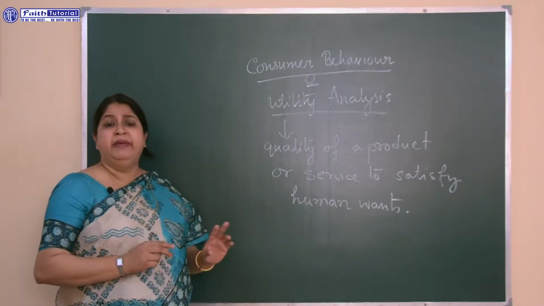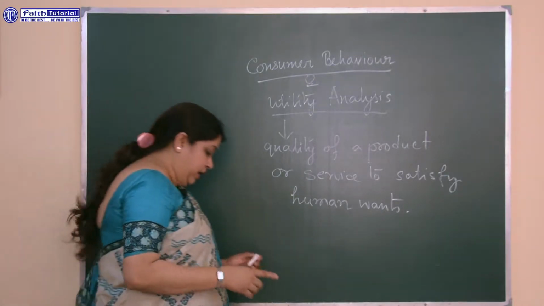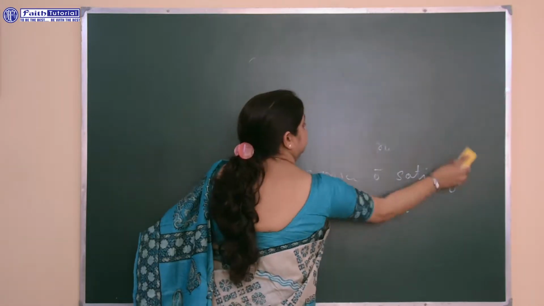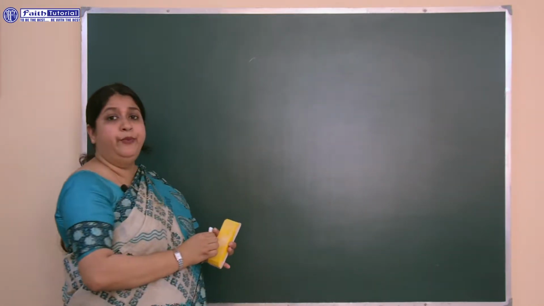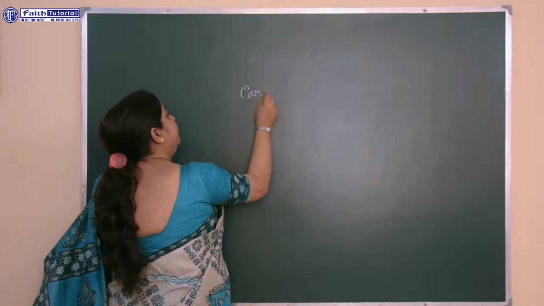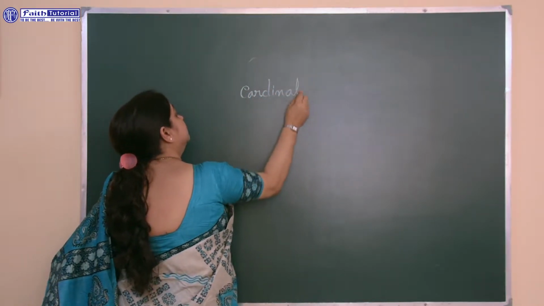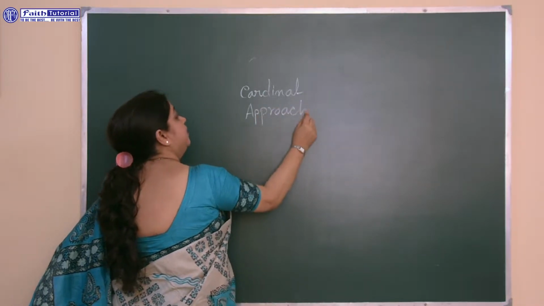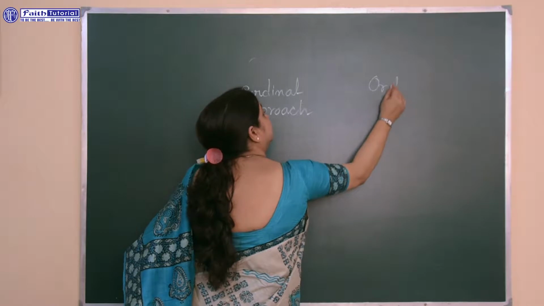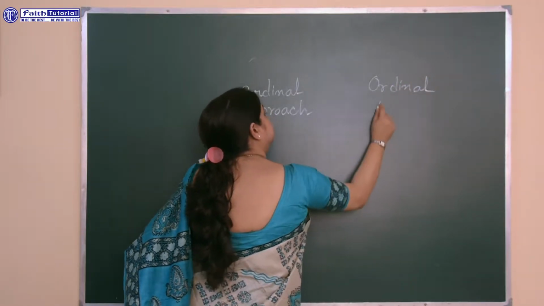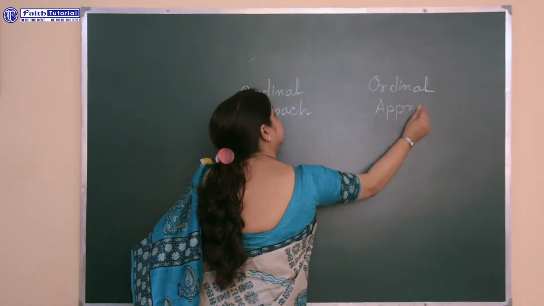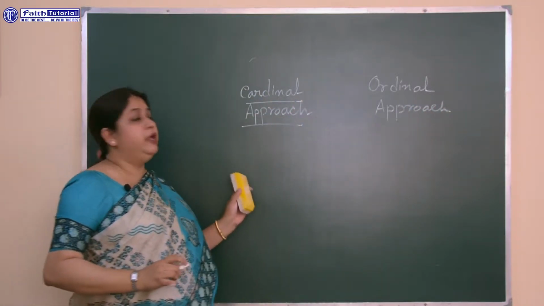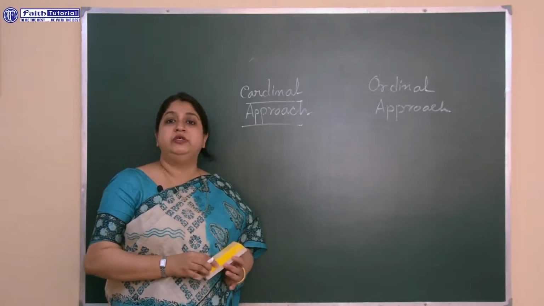So there are mainly two approaches. The two approaches are the cardinal approach and the ordinal approach. Now the cardinal approach is explained by Professor Marshall.